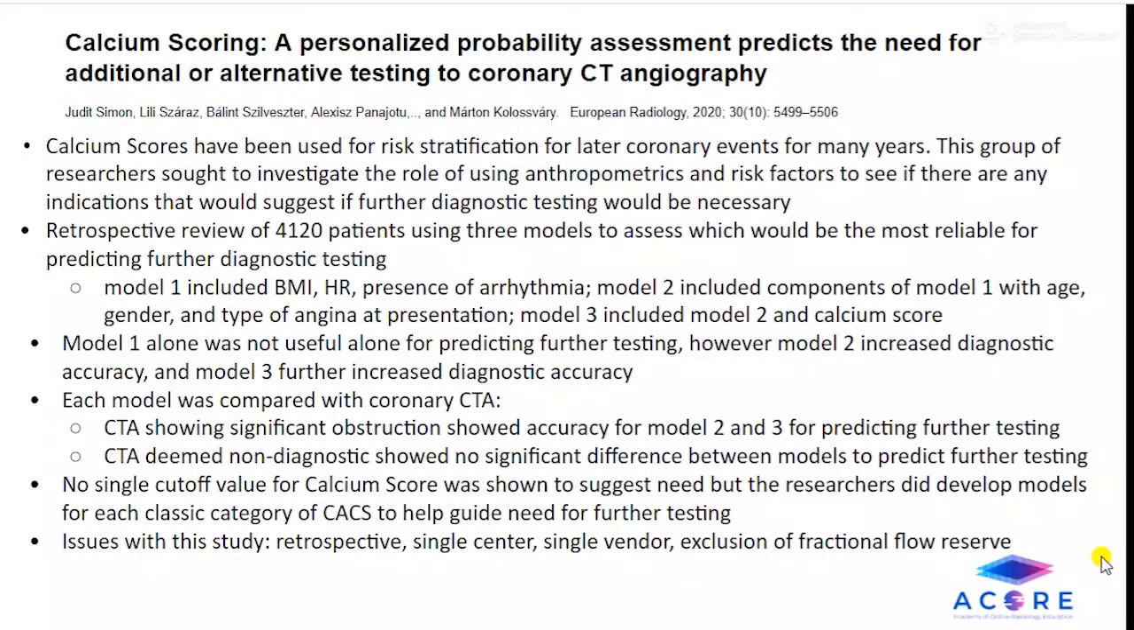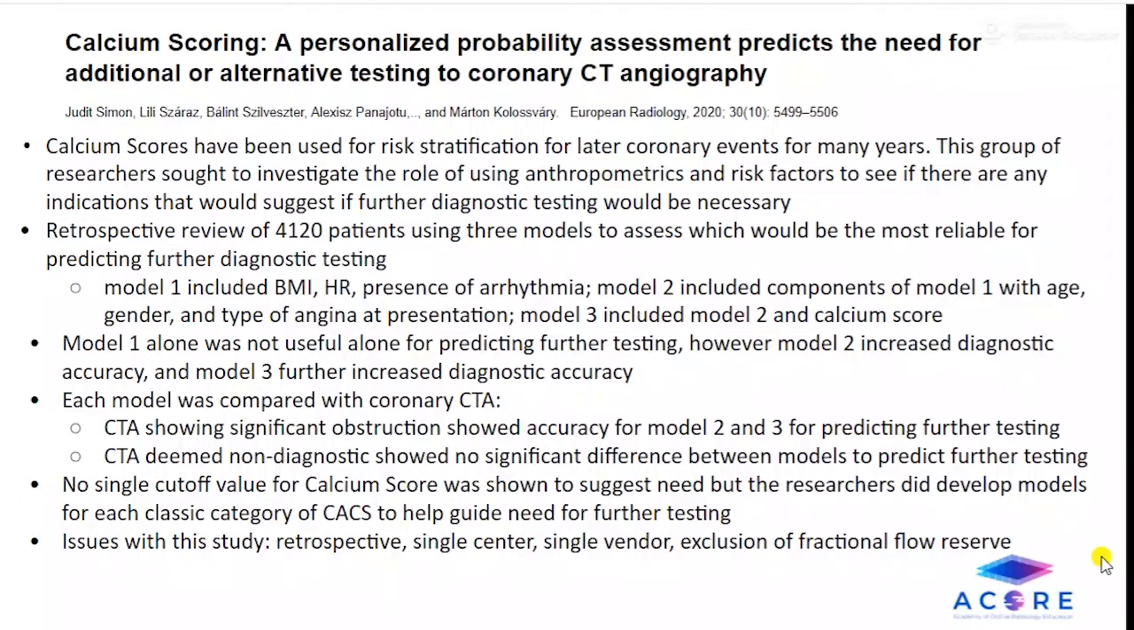Our first article is titled Calcium Scoring, a Personalized Probability Assessment Predicts the Need for Additional or Alternative Testing to Coronary CT Angiography. This is an article from the recent Journal of European Radiology. Researchers from the MTSC Cardiovascular Imaging Research Group from Semmelweis University in Hungary wanted to evaluate the usefulness of the calcium score in combination with anthropometrics and risk factors for predicting if alternative diagnostic testing would be beneficial if coronary CTA showed non-diagnostic images or insignificant stenosis.